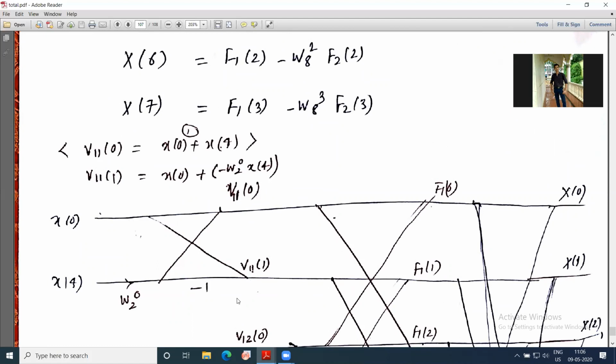Yes. First structure. Anybody having any doubt, you can ask. Nobody having any doubt.